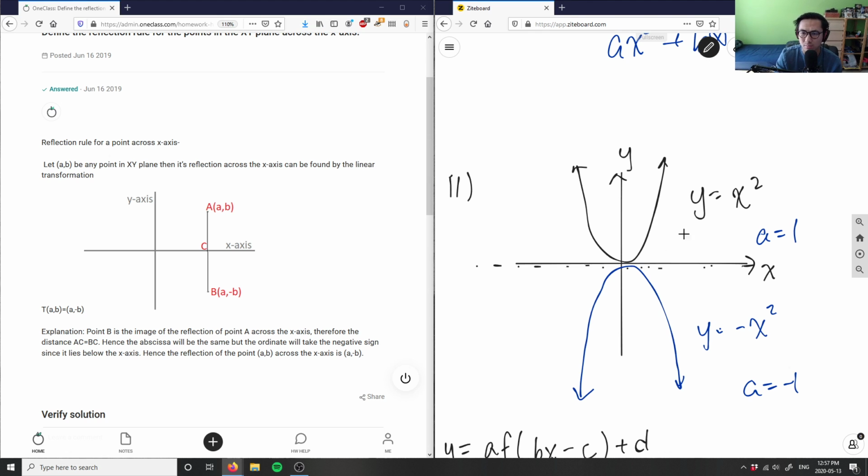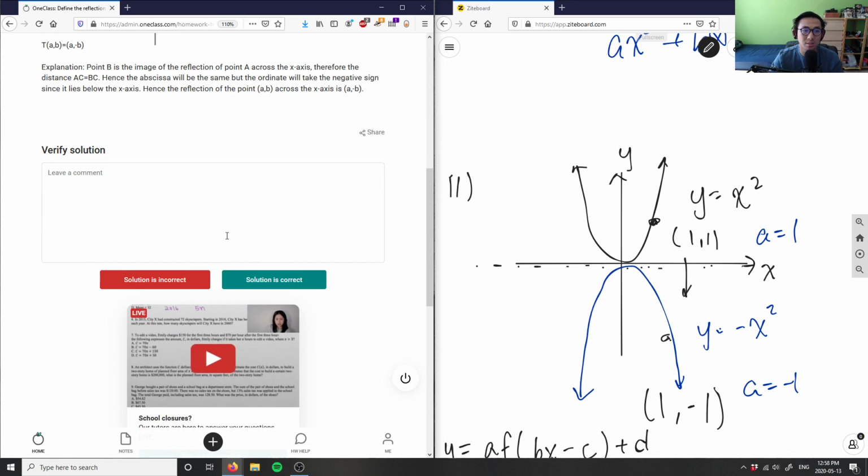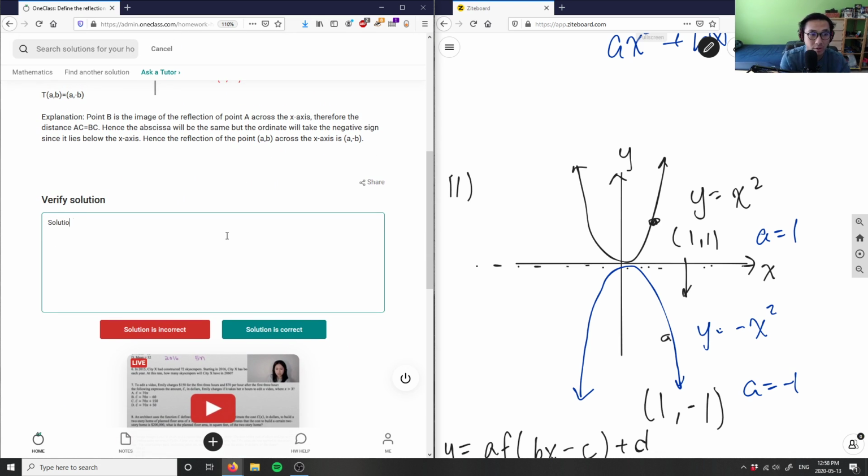This is actually more complicated because I'm reflecting an entire function here. Let's say, for example, I know a point here, 1, 1. If I were to reflect it along the x-axis, x wouldn't change, but the y value changes, right? So this would be -1 instead. So I'm going from (a, b) to (a, -b), and this is a great solution for reflection of a point. I went one step further and actually reflected the entire function. So the solution is correct. Good analysis as well.